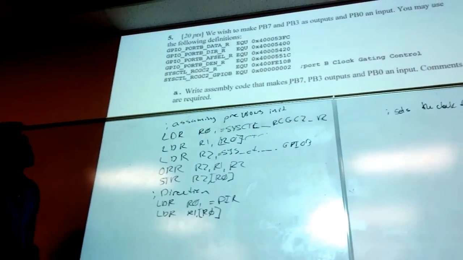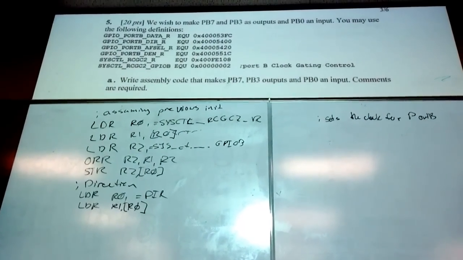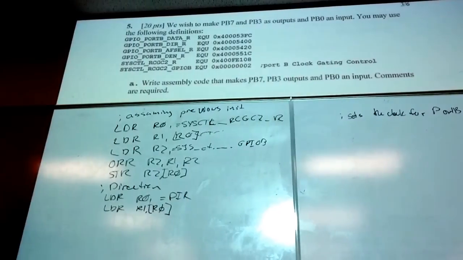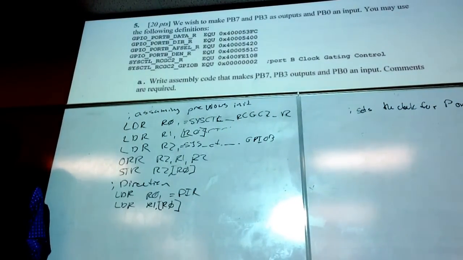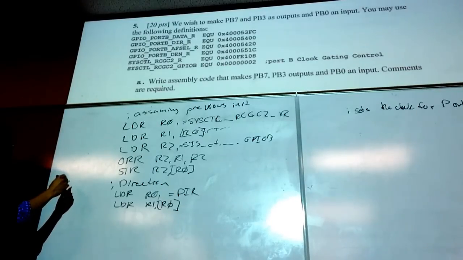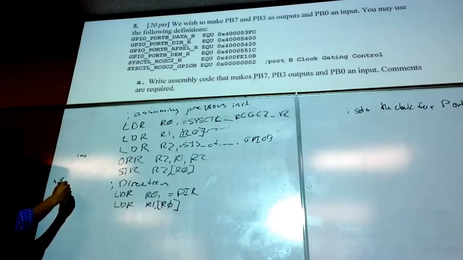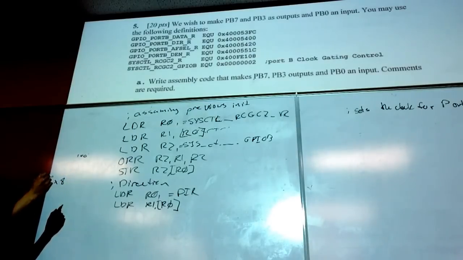So we load this value. If I want to set PB7 and PB3 as outputs, what do I do? What's my mask? Hex 8. Yes, 8.